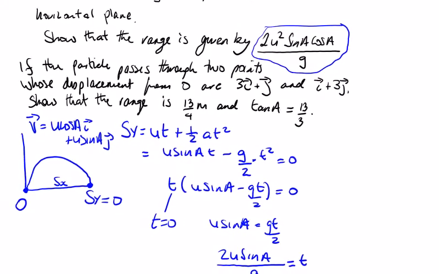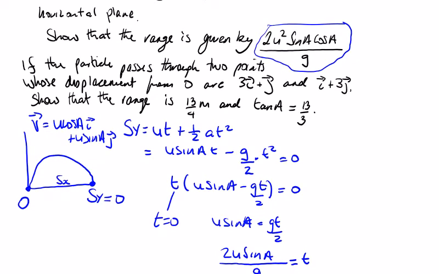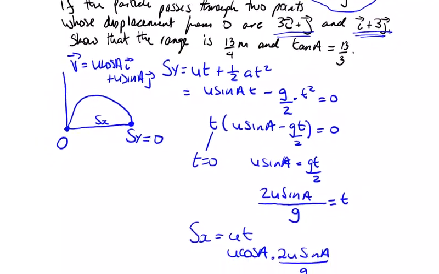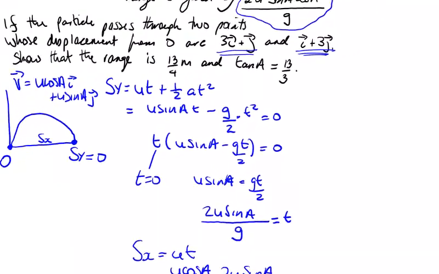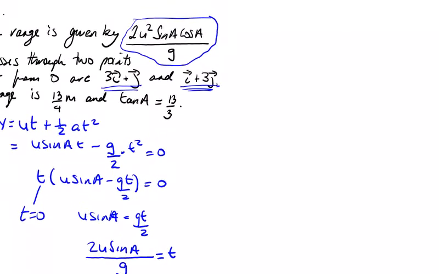So what are we told now? The particle passes through 2 points whose displacement from O are 3i plus j and i plus 3j. Show that the range is 13 over 4 meters and tan alpha is equal to 13 over 3. Okay, we'll do it over this way. I've got my points, I've got my range, and I've got my tan alpha. So there's a bit involved in this. We have 3i plus j.